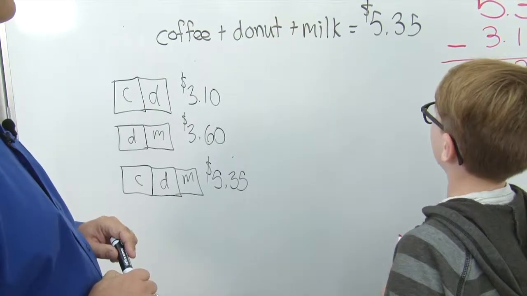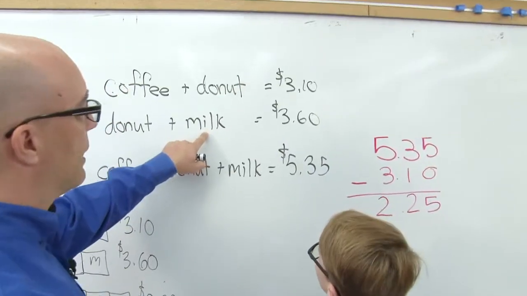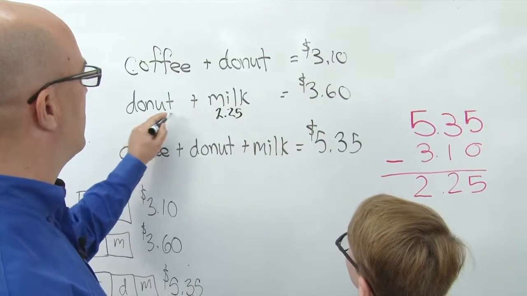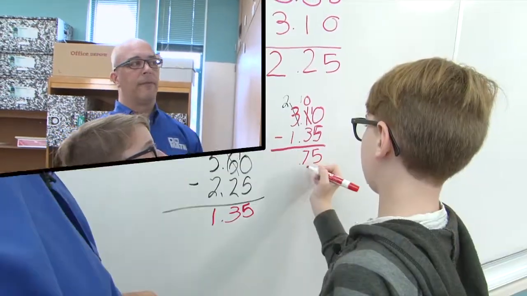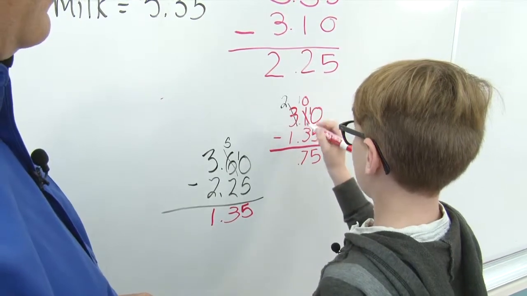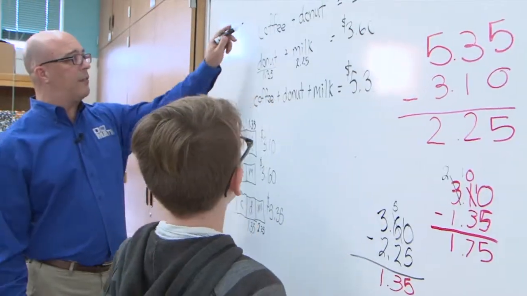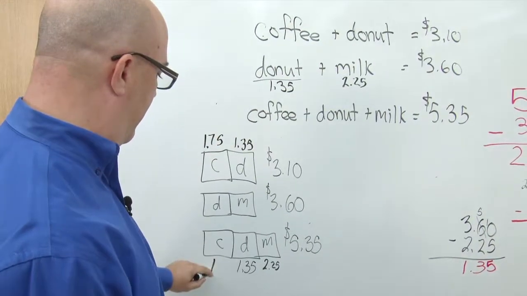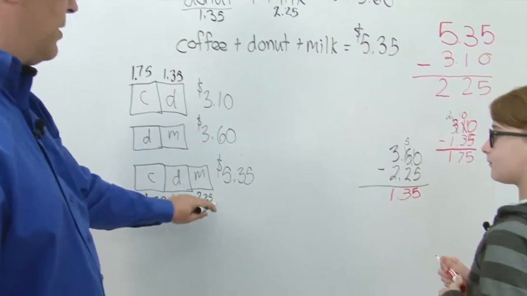We could check back on our work. Well, we could. All right, so look, you're saying milk is 2 1/4, right? So if this is $2.25, how much is the donut? Can you figure that out? Yes. How would you figure it out? And then 2 minus 1 equals 1. All right, so we're going to say the coffee is $1.75.